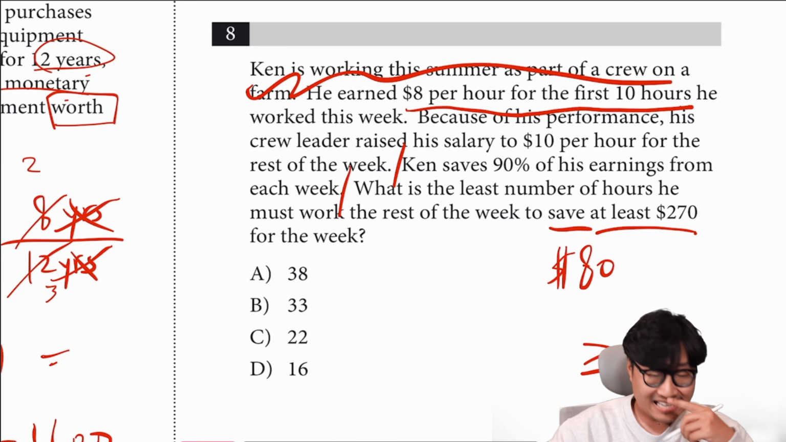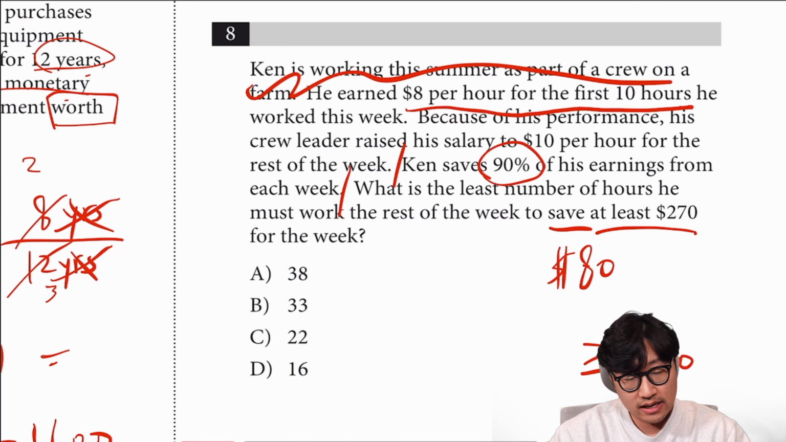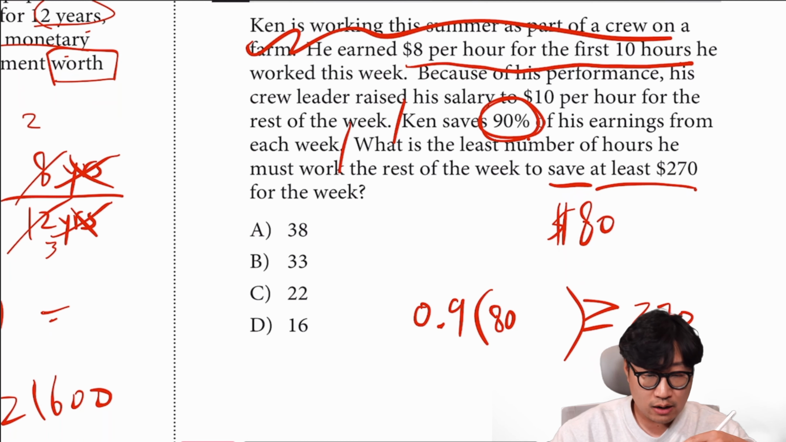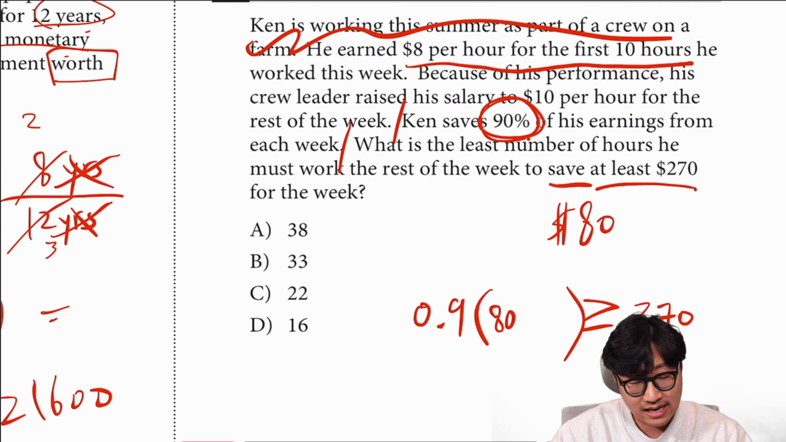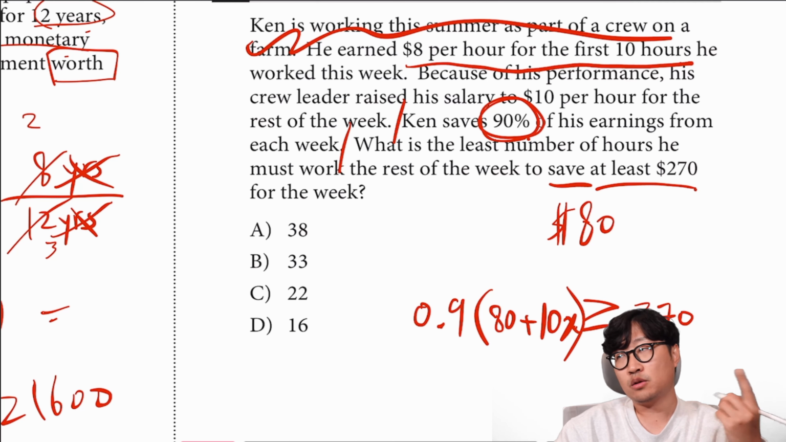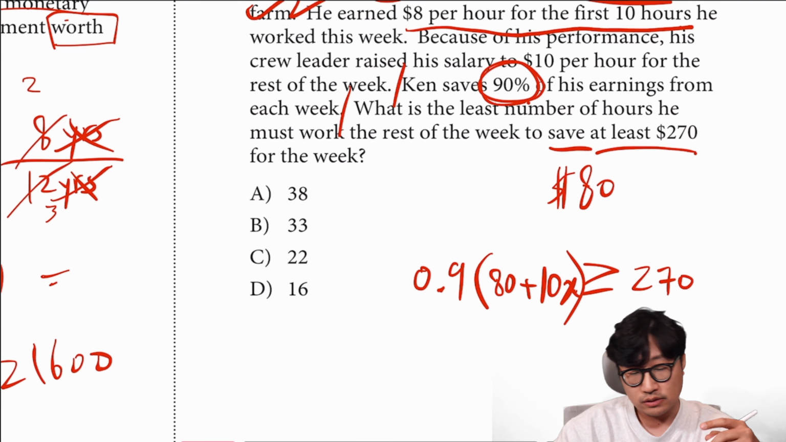The question is about saving. It says he saves 90% of his earnings, so we multiply 0.9 by whatever he earned, which is 80 for the first 10 hours, plus the earnings after that, since he is getting $10 an hour. So I'll write 10x, where x is the number of hours he works after he got the raise, and 80 is the total amount he earned for the first 10 hours.